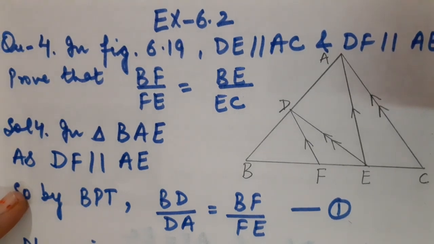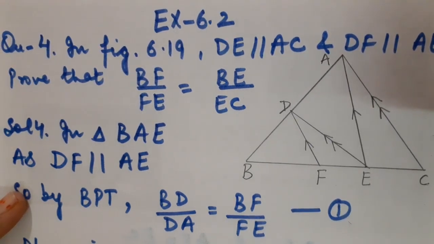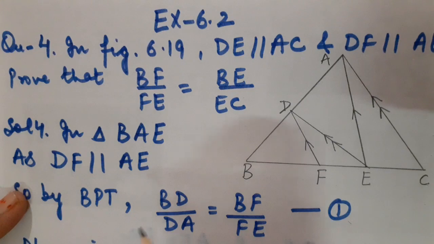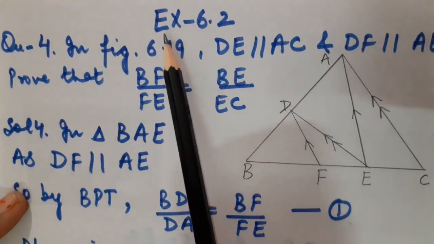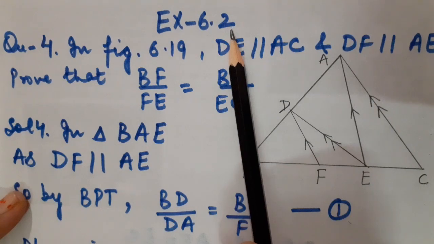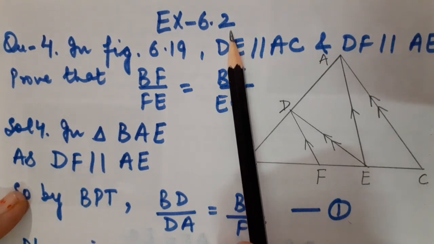Got it, children? So now let us start doing a few questions on the application of BPT. BPT is nothing but the short form of basic proportionality theorem, or I can even call it Thales theorem also, as well as its converse. So children, I am going to take question number 4 from exercise 6.2, as questions 1 to 3 were covered by me in my previous lecture.